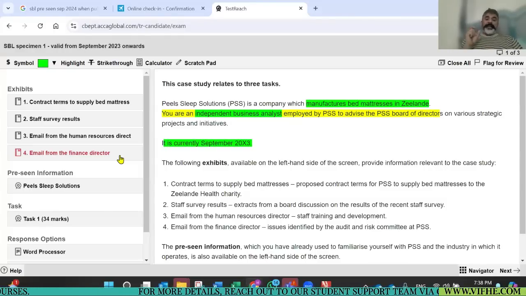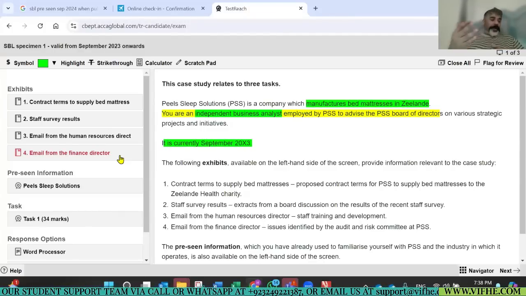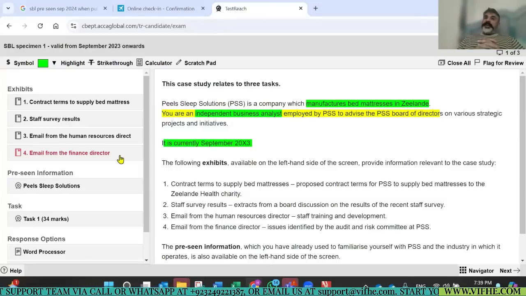Most of the time, the names of the exhibits are self-explanatory. When you read the requirement, you can easily identify which exhibit might be relevant. For example, in this situation, if the question says discuss the staffing issues, then I know exhibit 2 and exhibit 3 might be relevant. And if the question says evaluate the supply of bed mattresses, then I know it's exhibit 1.